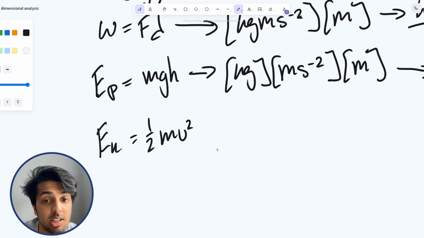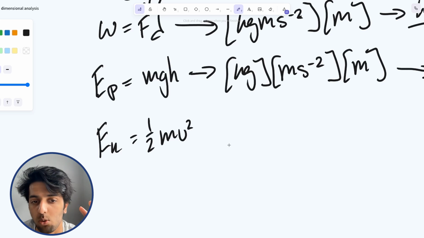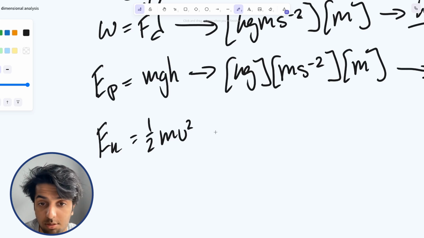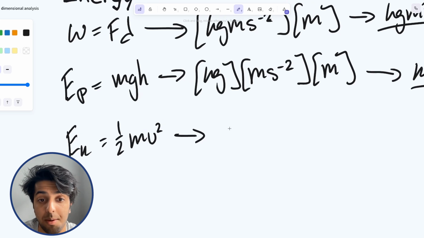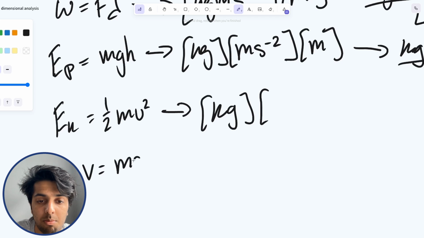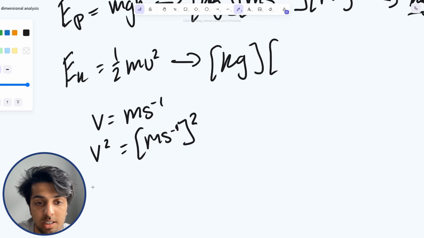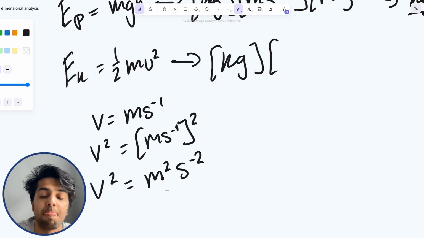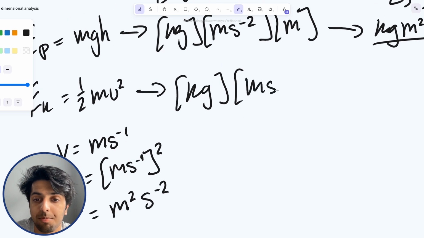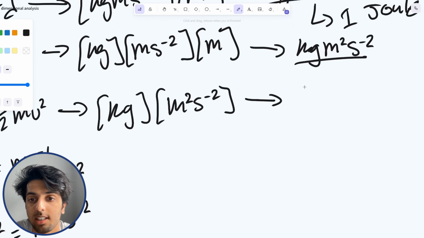Now when we're doing dimensional analysis, we ignore all multipliers or all constants. So we ignore the half for this, right? And we get mass again, which is kg. v will equal meters per second, right? We know that. So v squared will equal meters per second squared, which is just equal to meters squared per second squared, right? And so if we chuck that up here, we again get kg meters squared per second squared.